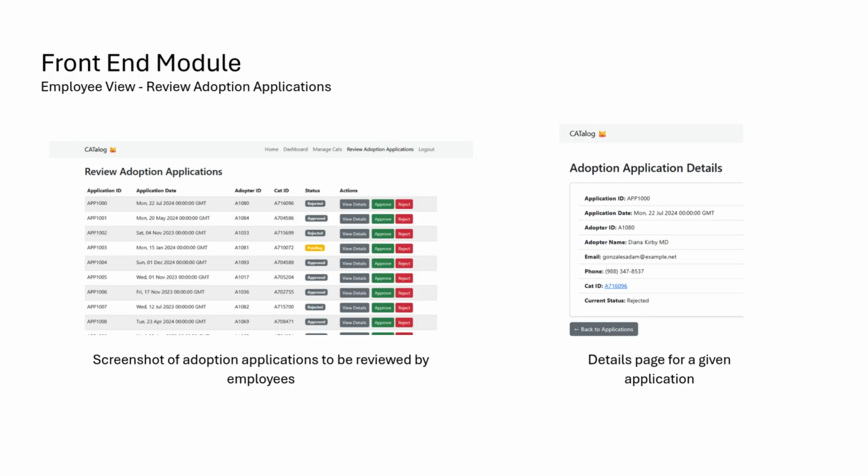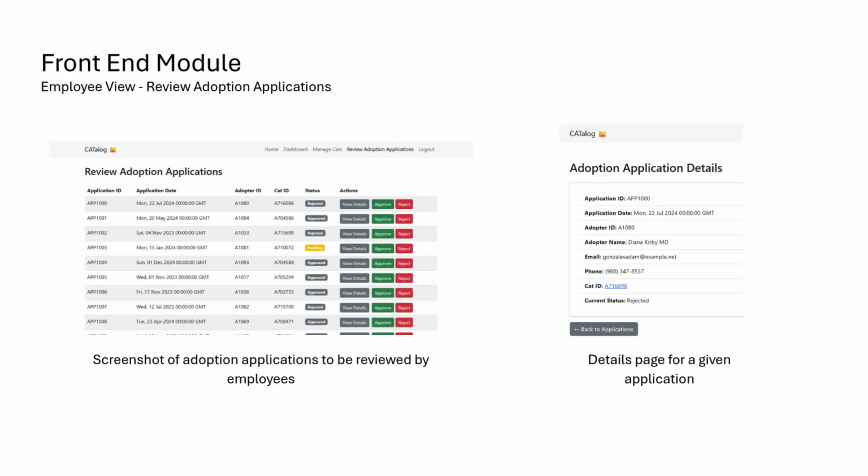A screenshot of the Review Adoption Applications page is shown on the left. When the data is received, a renderApps function iterates through each application and generates a table row that includes key application details. Statuses are represented using color-coded Bootstrap badges, such as yellow for pending and gray for completed decisions. Each row includes a View Details button and Approve and Reject buttons.